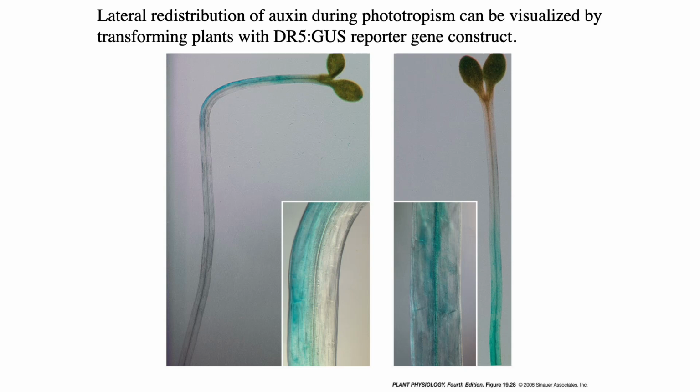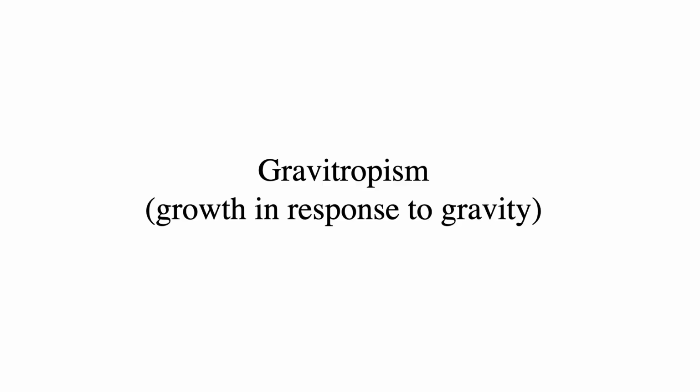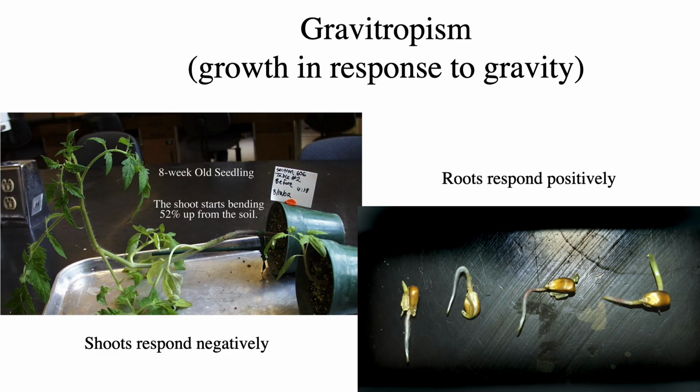On the right, you can see the treatment with the auxin efflux inhibitor, NPA, blocks both phototropic bending and auxin redistribution. A similar redistribution of auxin occurs during gravitropism, which brings us to gravitropism, which is a growth in response to gravity. One can have negative gravitropism, where shoots grow in opposition to the gravitational force, and positive gravitropism, where roots grow in the direction of the gravitational force, as seen here.